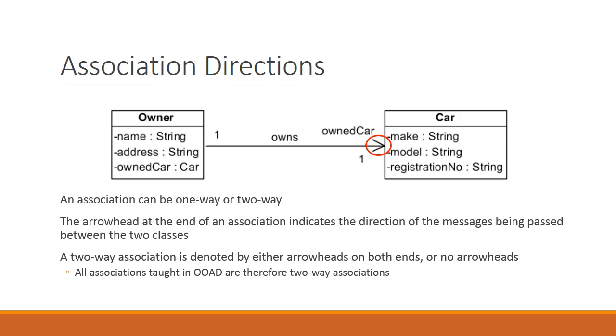A two-way association is denoted by either arrowheads on both ends or no arrowheads at all. And since all the associations taught in OOAD have no arrowheads, they are in fact two-way associations. However, we actually want to minimize two-way associations in order to minimize coupling, because two classes that are connected by a two-way association are more tightly coupled than one where the association is merely one way.